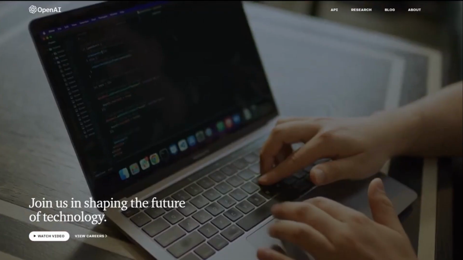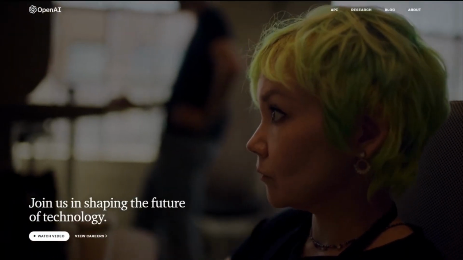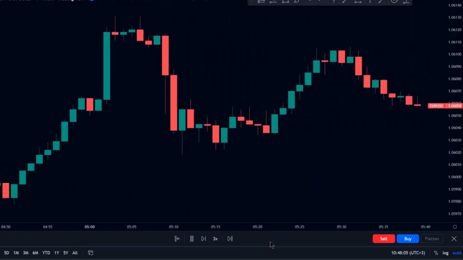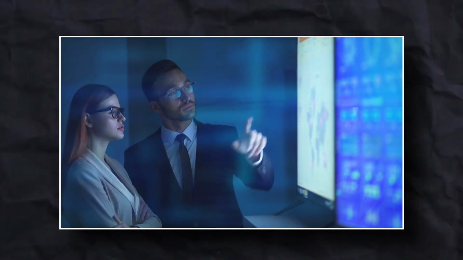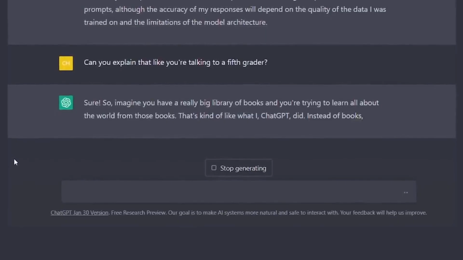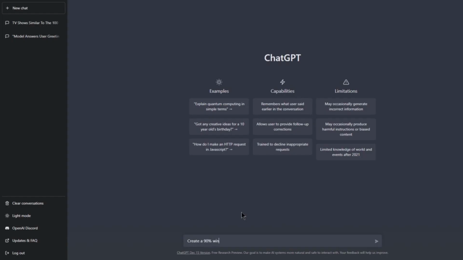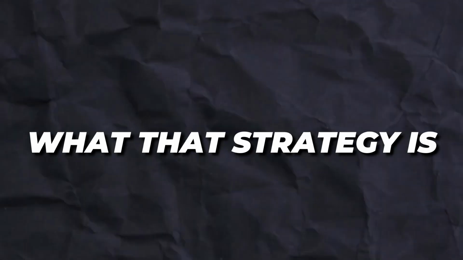This AI can help you create technical indicators, trading strategies based on specific indicators, and even trading algorithms. It can also offer sentiment analysis and prediction models to help you make better trading decisions. ChatGPT helped me find a profitable trading strategy, and today, I'm going to walk you through all the prompts I used to help me figure out what the strategy is.